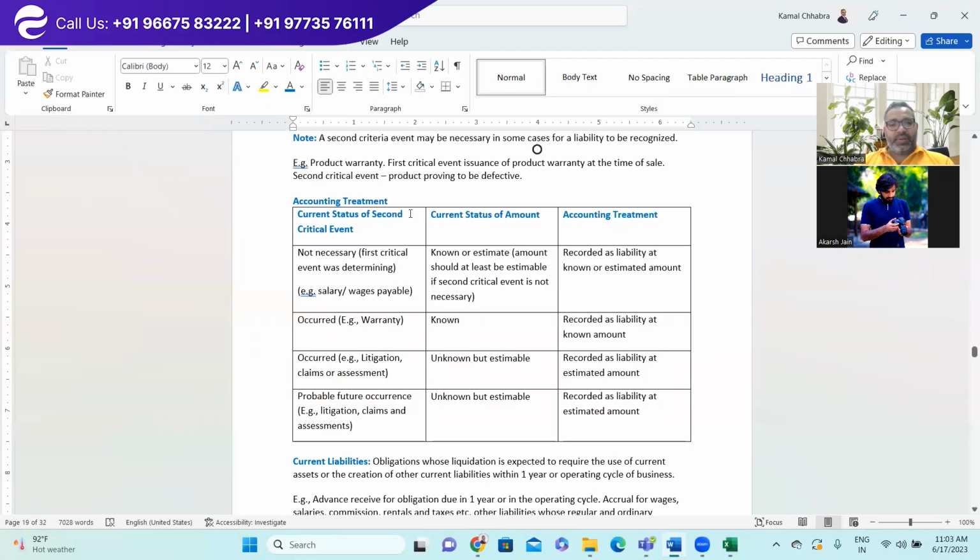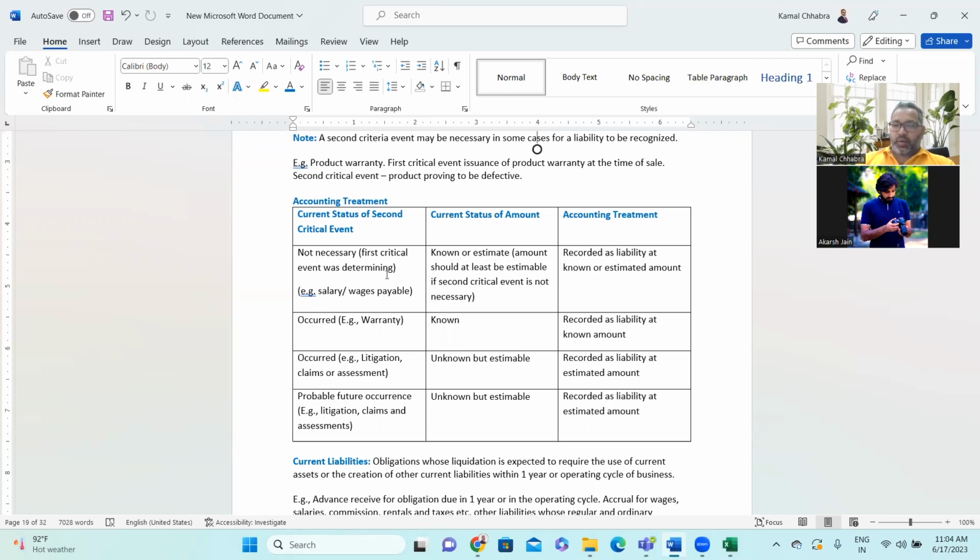So current status of second critical event. Second critical event means when actual damage will happen, right? Correct. So, and current status of the amount and accounting treatment. What all accounting treatment you need to do? So first thing is you do not know, not necessarily the first critical event was determined. So maybe the scenario of salary payable, wages payable. So there is no second critical event required at all, right?